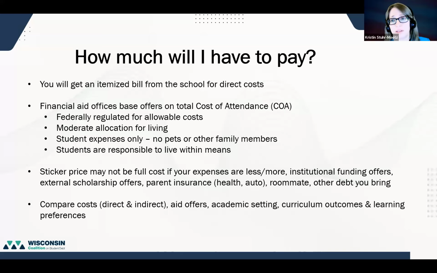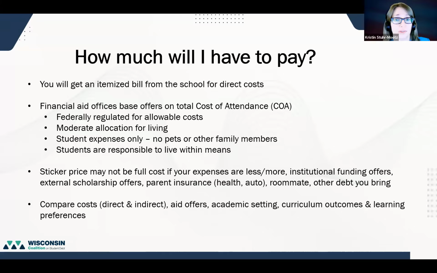Students are responsible to live within their means, and planning is especially important if you're going to be using financial aid for all of your living support. The sticker price you see for the total cost of attendance may not be the full cost for your personal expenses. They may be more or less depending on a number of factors.